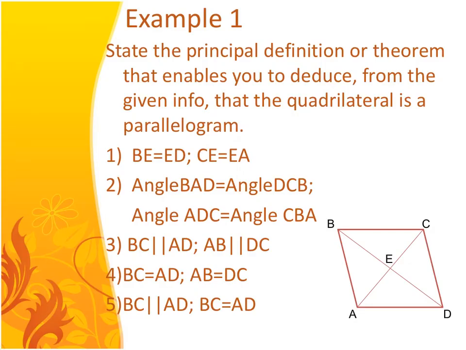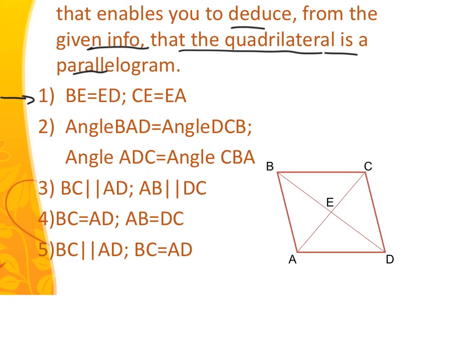And finally, last but not least, we are going to do some solving here. So we've got those 5 reasons. We're going to state the principal definition or theorem that enables you to deduce from the given info that the quadrilateral is a parallelogram. Given that BE is equal to ED and CE is equal to EA, which of those 5 things does that match?